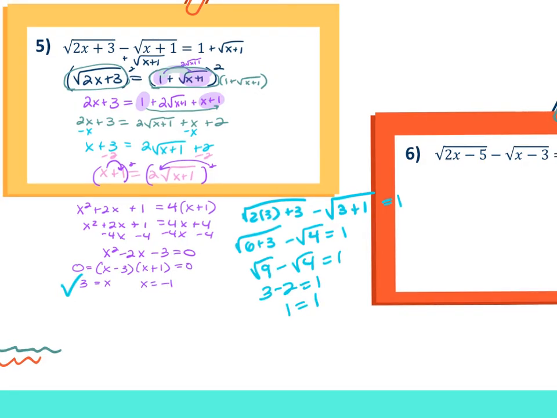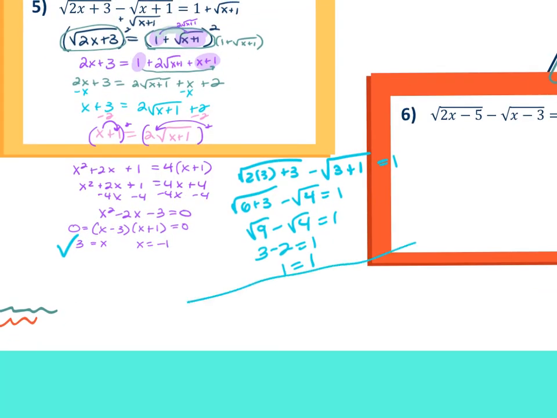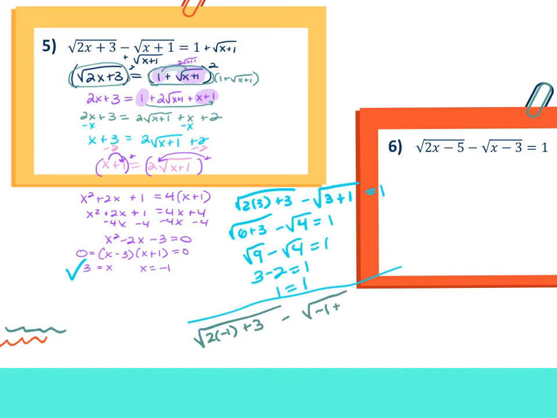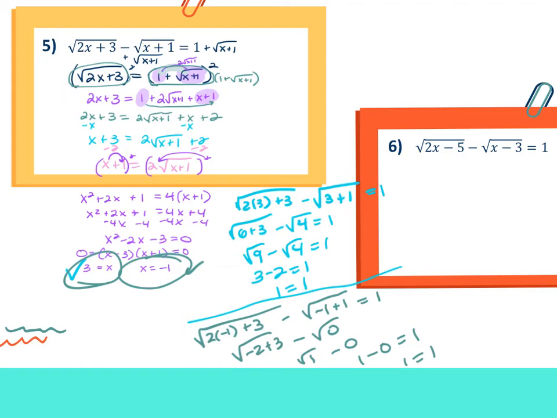Okay, 3 works. Now do the negative 1. It also works. So I get to keep them both.